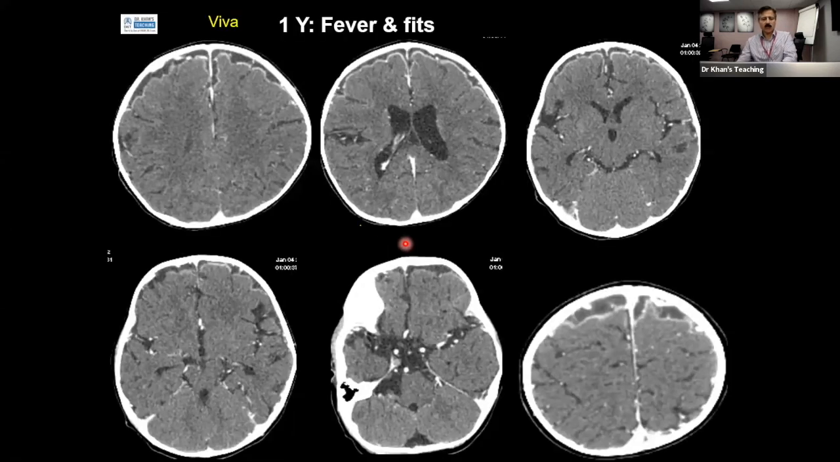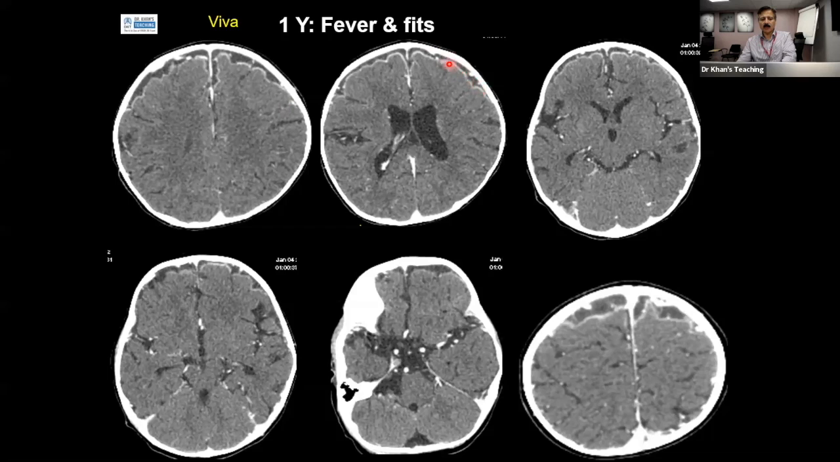Look at this case. The patient presented with fever, and contrast is given, and you can see that there is enhancement of the pia mater. So the leptomeninges are enhancing. And look at the vessels. The vessels are in the subarachnoid space. The key thing is that please remember normal anatomy, that the vessels are in the subarachnoid space.